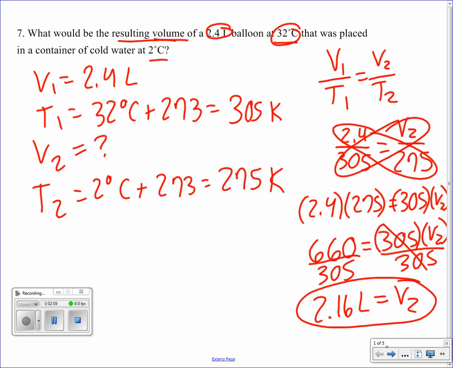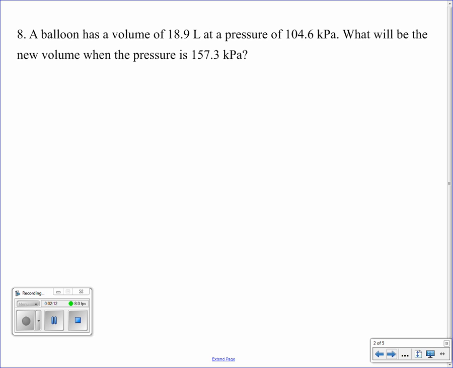Next slide. Okay, number 8, a balloon has a volume of 18.9 liters at a pressure of 104.6 kPa. What will be the new volume when the pressure is 157.3 kPa? Okay, so we look at what we're given. We're given a volume and a pressure. So pressure and volume, big purple van, that's our Boyle's law. So P1 times V1 equals P2 times V2.